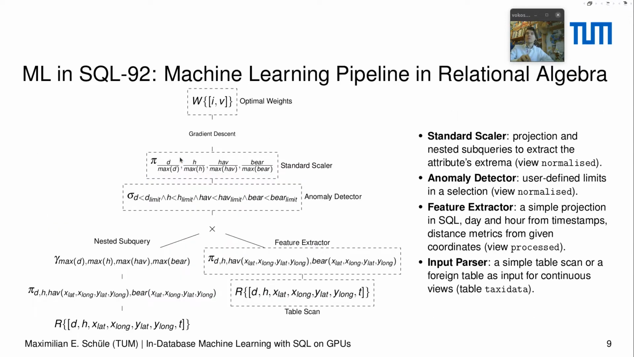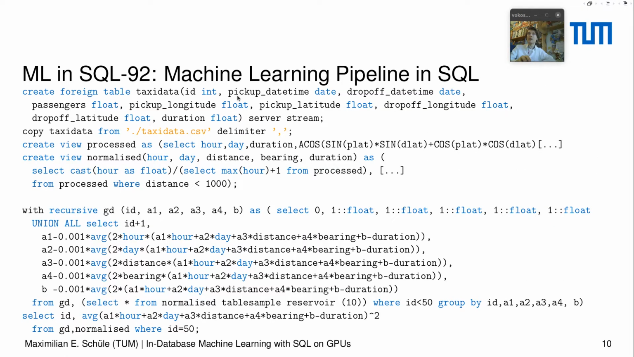Then we need something to do gradient descent, like the recursive tables I have shown in the last slide, and afterwards we get the optimal weights. So this is the form in relational algebra. And now, how does it look in SQL? It looks pretty brilliant. So we first have our gradient table for starting our continuous view.